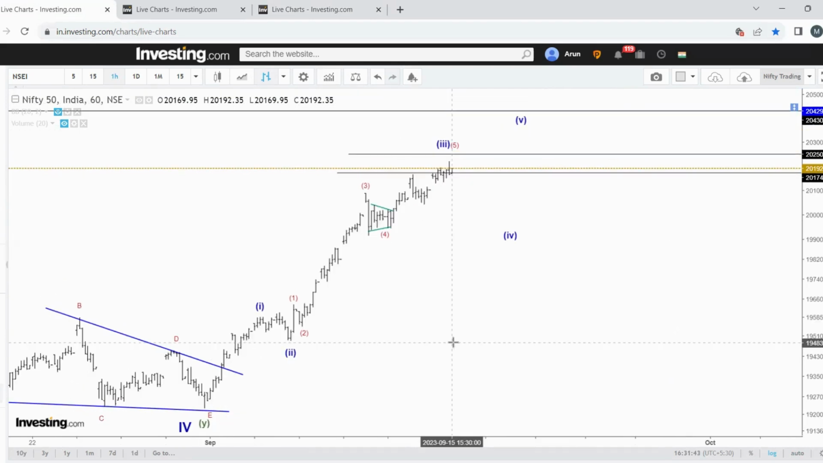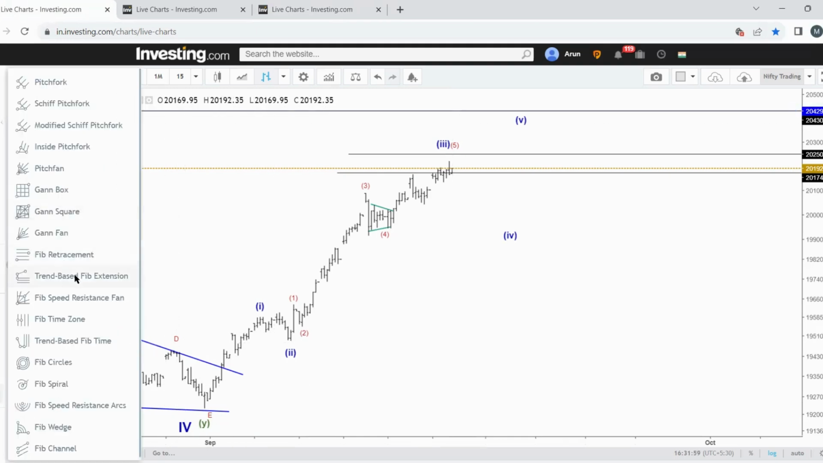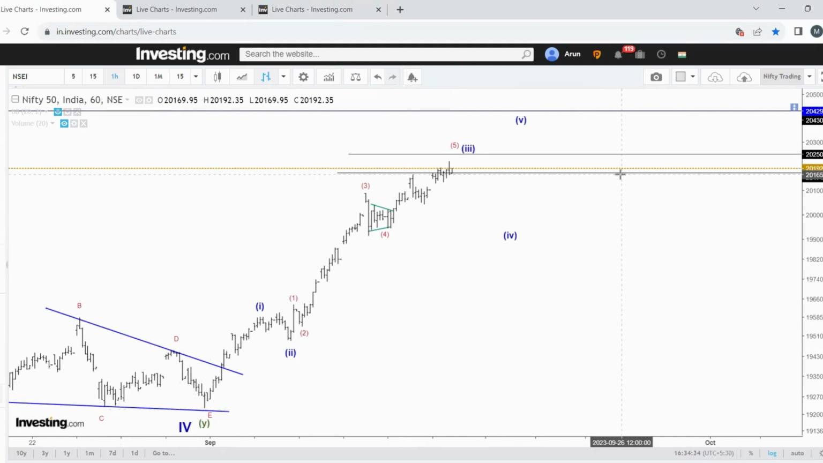No one can predict the end point of the extending third wave, but with the help of Fib numbers, we can have a guess at what area we should be cautious. So with the help of Fib numbers, where this third wave can end? These are the two levels I am expecting. I am expecting this third wave can end here. That is 20,175 to 20,250.